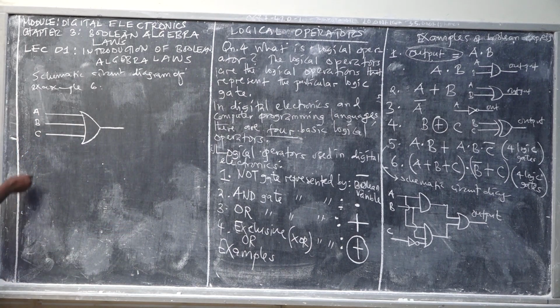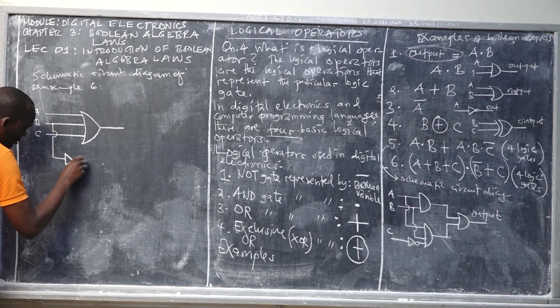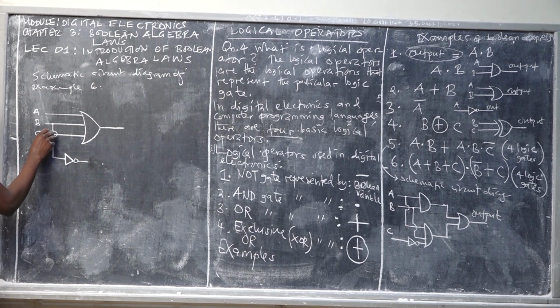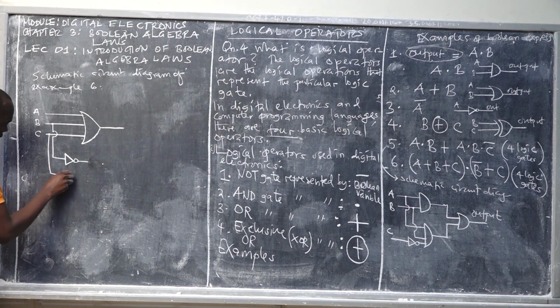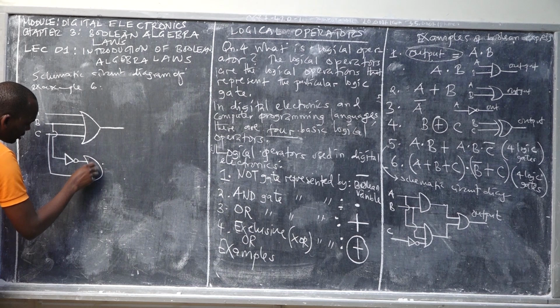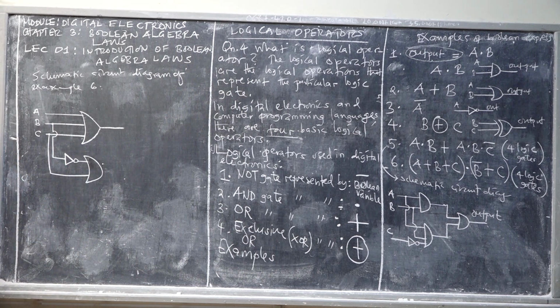Okay, so then we have what? B. Then the B has a NOT gate. Then we have C. So B complement or C, isn't it? So if your neighbor has drawn the NOT gate in this fashion, put a tick for that NOT gate.